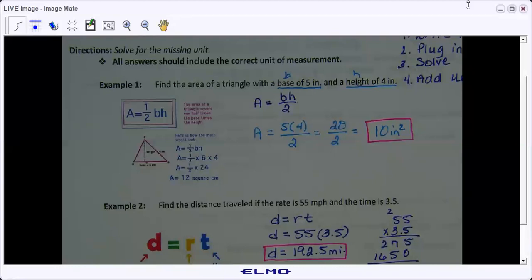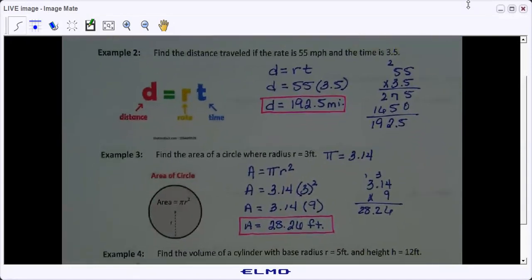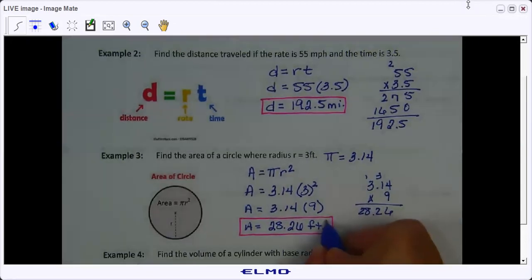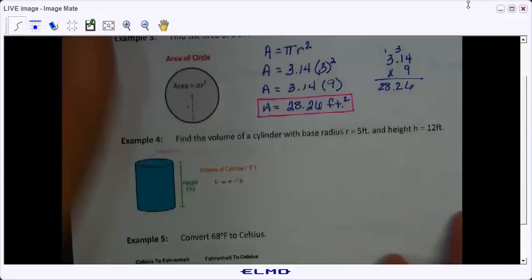Okay, I'm going to show you my answer and I want you to check my work. If you see something wrong, I want you to tell me what that wrong thing is. It needs to be squared. That's right. We're finding area. Area is measured in square units, so make sure you have that too. Good. Okay, any questions? All right, let's move on to a volume problem.